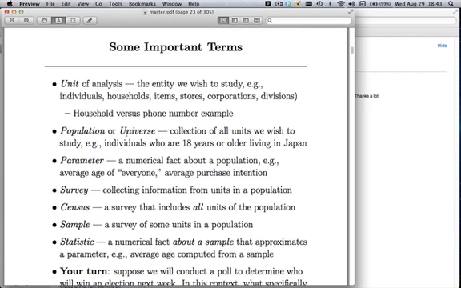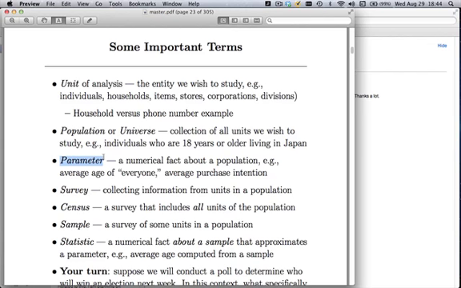Among the units in this population, there's something that I want to know, and that something is called a parameter. Let me give you a little example. If this were a public opinion poll, I might want to know the percentage of all adults in the United States. In this case, adults are my unit. All adults in the US make up my population or universe. And I might want to know the percentage of all adults who favor some policy. So the percent who favor that policy is the parameter. It's just a numerical fact about the population.